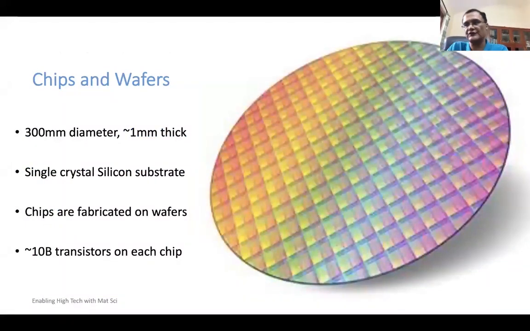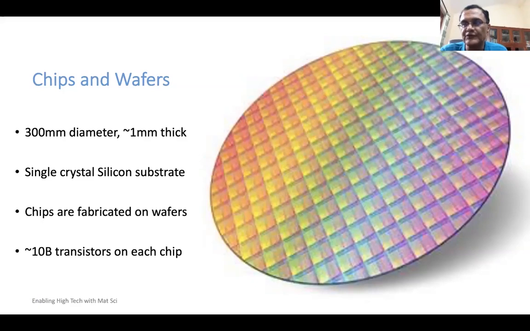This is again for those that are not familiar with this field. We call it a wafer. A wafer is a 300 millimeter slice of silicon. It's a single crystal silicon, about 1 millimeter thick, and chips are fabricated on these wafers. Okay. And the colored disc on the right communicates the repeat layer. So each one of these is a chip. And as I mentioned in the previous slide, we have about 10 billion transistors in each chip.